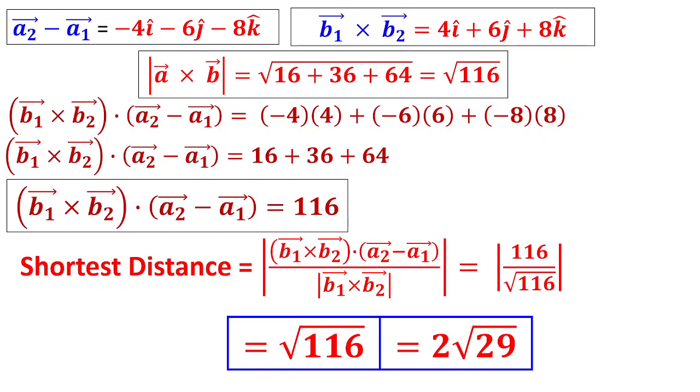Therefore, whenever any problem is given on shortest distance, please go in that order. Identify vector A1, vector A2, vector B1, vector B2. Compute vector A2 minus vector A1. Compute B1 cross B2. Find the magnitude of B1 cross B2. Find B1 cross B2 dot A2 minus A1. Put everything inside the formula.